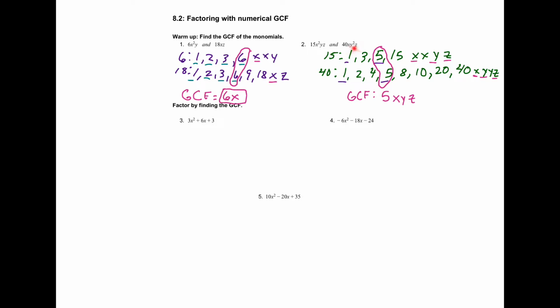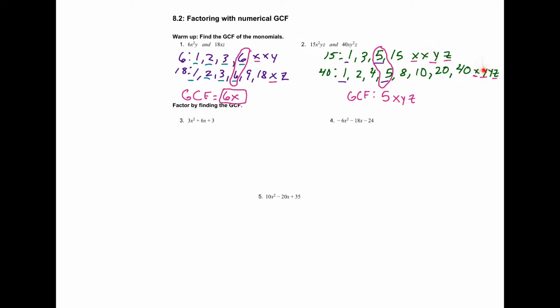Number 2, all my factors of 15, all my factors of 40. I see that common factors are actually only 1 and 5. So 5 becomes part of my greatest common factor. And then I look to see what's the same with letters. I see an x here and an x there. So x becomes part of my answer.